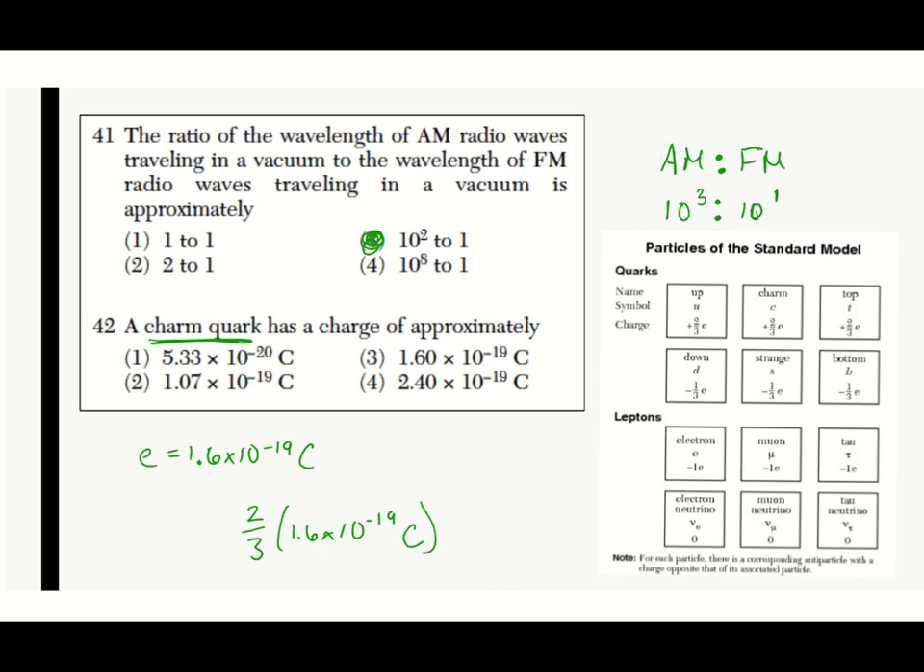It's definitely going to be somewhere less. So it can't be those two. 2/3 of it will come out to approximately choice 2, 1.07 times 10 to the negative 19 coulombs. 1/3 of it would have been choice 1.